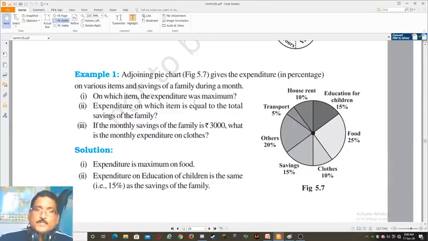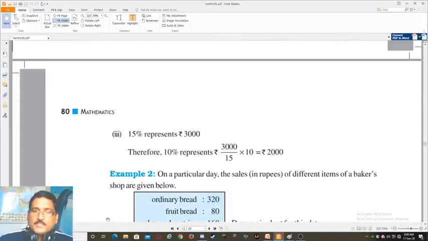On which item was the expenditure maximum? You see the percent. Which percent is the highest here? Food, 25%. So on food the expenditure is maximum. Expenditure on which item is equal to the total savings of the family? What is the savings? 15%. 15% equals what? Savings will be equivalent to the education for children, 15%. This is the question and answer. Okay. When a pie chart is given, you have to answer it.